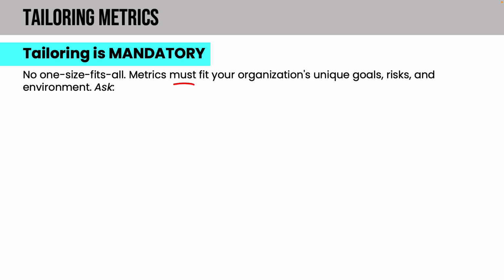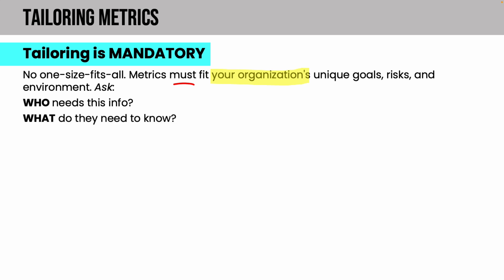So we're going to ask, who needs this info? What do they need to know? When do they need it? And that's going to give us some guidance on the metrics that will make sense for this given scenario. If you can identify the who, the what, and the when, that can give you a good idea of the metrics you need to surface. So if it's an executive and they need to know the efficacy of our controls over the last 90 days, I can go in and start to choose metrics that make sense.